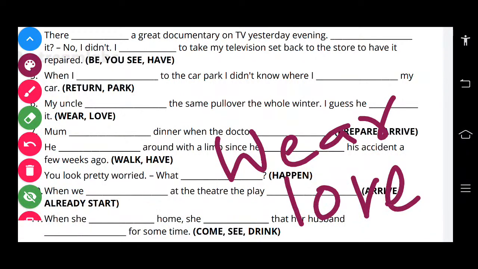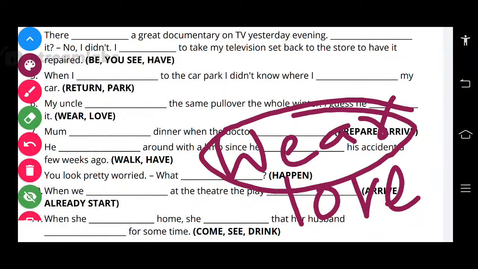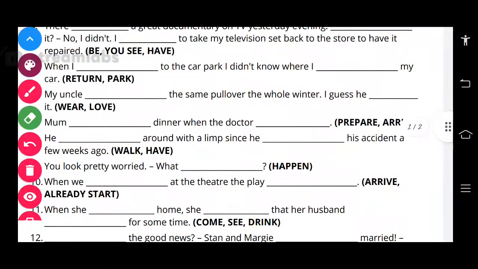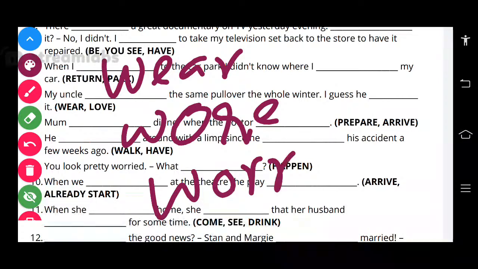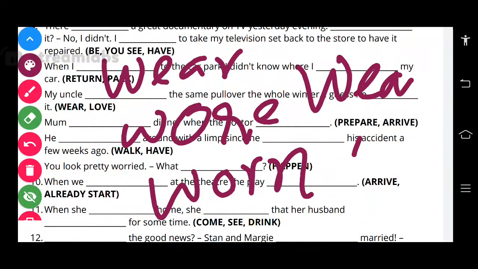Now you have to think of the question. My uncle wore the same pullover the whole winter. Here someone is talking about wear, wore, worn, wearing. It's a verb; wear means put on. So what are the forms of wear? Wear, wore, worn, and the fourth one is wearing.